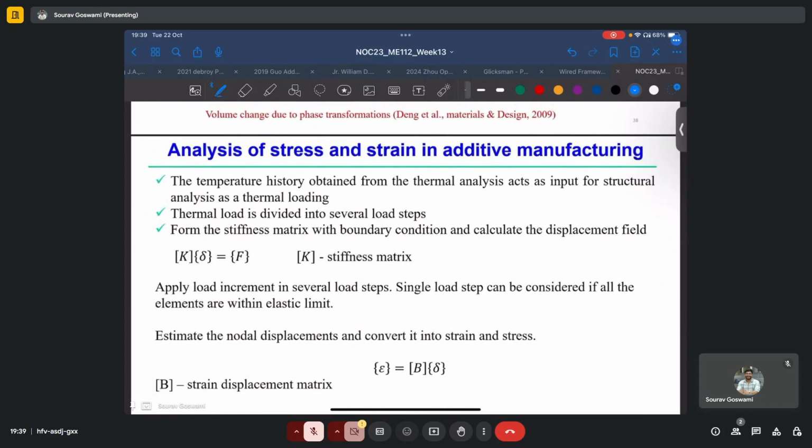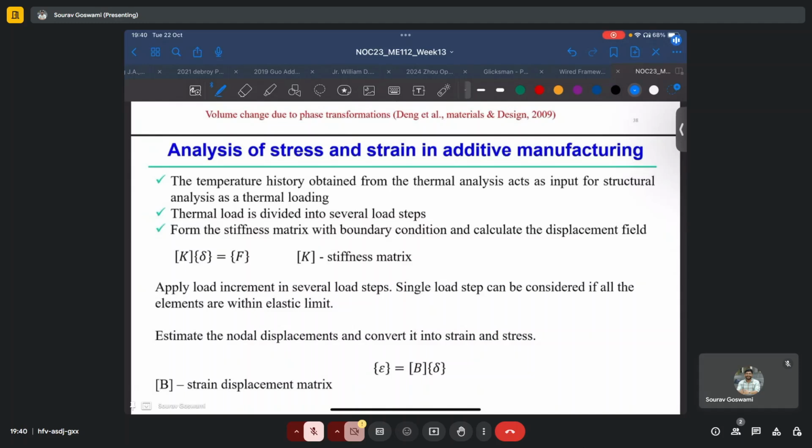Now, how to analyze for the stress and strain in additive manufacturing? The temperature history that is obtained from the thermal analysis is used as an input for the structural analysis as a thermal loading term. This thermal load, rather than being applied all at once, is divided into several load steps. And the reason for this is that if we apply all the thermal load at once, the elements may exceed the elastic limit and go into the plastic region. So we subdivide these thermal loads. However, if it is small enough, we may also directly apply it in one single step.